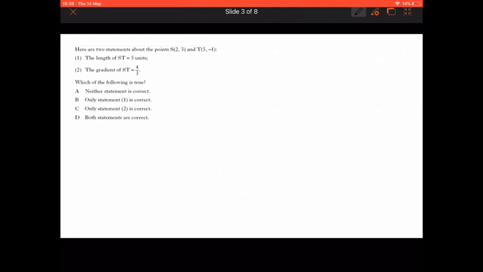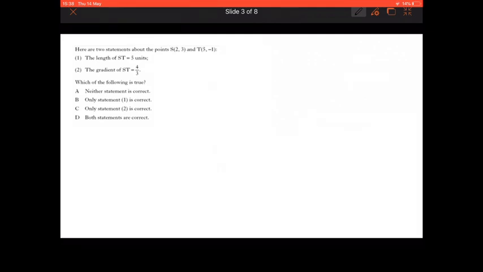This question is from an old higher multi-choice paper. Again, so here are two statements about the points 2, 3 and 5, negative 1. The length is 5 units, the gradient is 4 over 3, which of the following is true? So first of all we'll have to work out the length, and again we'll use the distance formula.